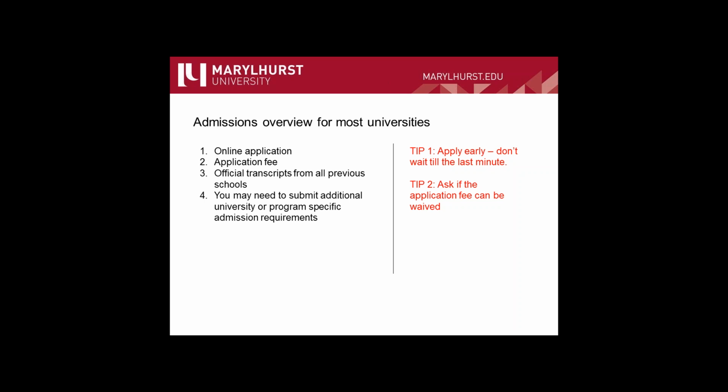Yeah, typically nowadays everybody has an online application form. There is a fee. Sometimes ask if there's a fee waiver. There are certain ways that you can obtain an application fee waiver. Usually schools will ask for official transcripts from all previous schools attended so that they can prepare an evaluation that really honors every possible transfer credit. Sometimes there are supplemental applications. I know at Marylhurst our music and interior design programs require additional specific information to those areas beforehand.